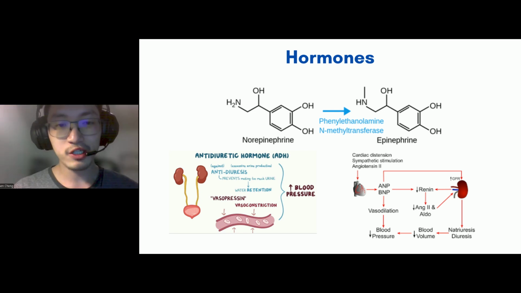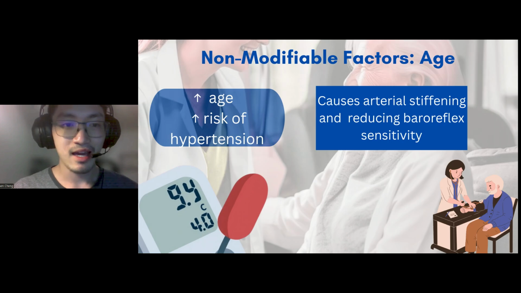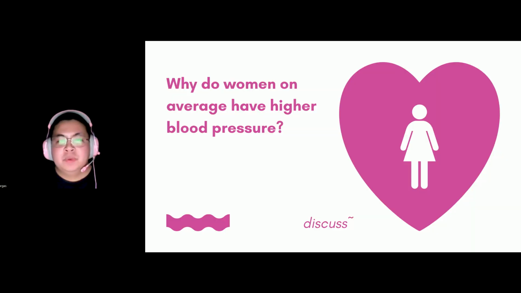Exactly, but blood pressure is also affected by non-modifiable factors like age and sex. Aging causes arterial stiffening and reduced baroreflex sensitivity, which increases hypertension risk. So according to research, women tend to have higher blood pressure than men. Why do we think this happens?